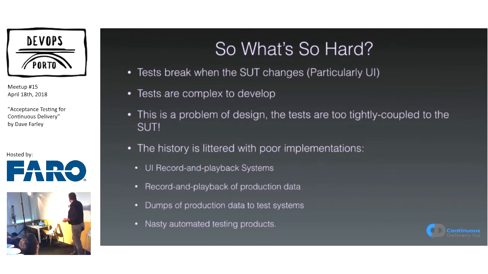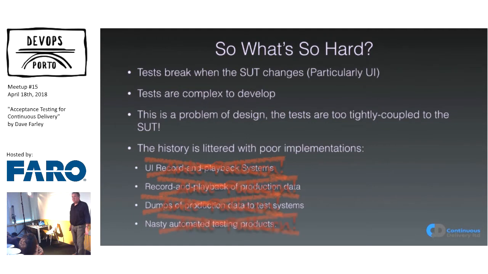Dumps of production data into the test system and carrying them around, nasty automated testing products. So all of these things are kind of anti-patterns, and we shouldn't be doing any of those. We should eliminate those, and we should start thinking about other things.